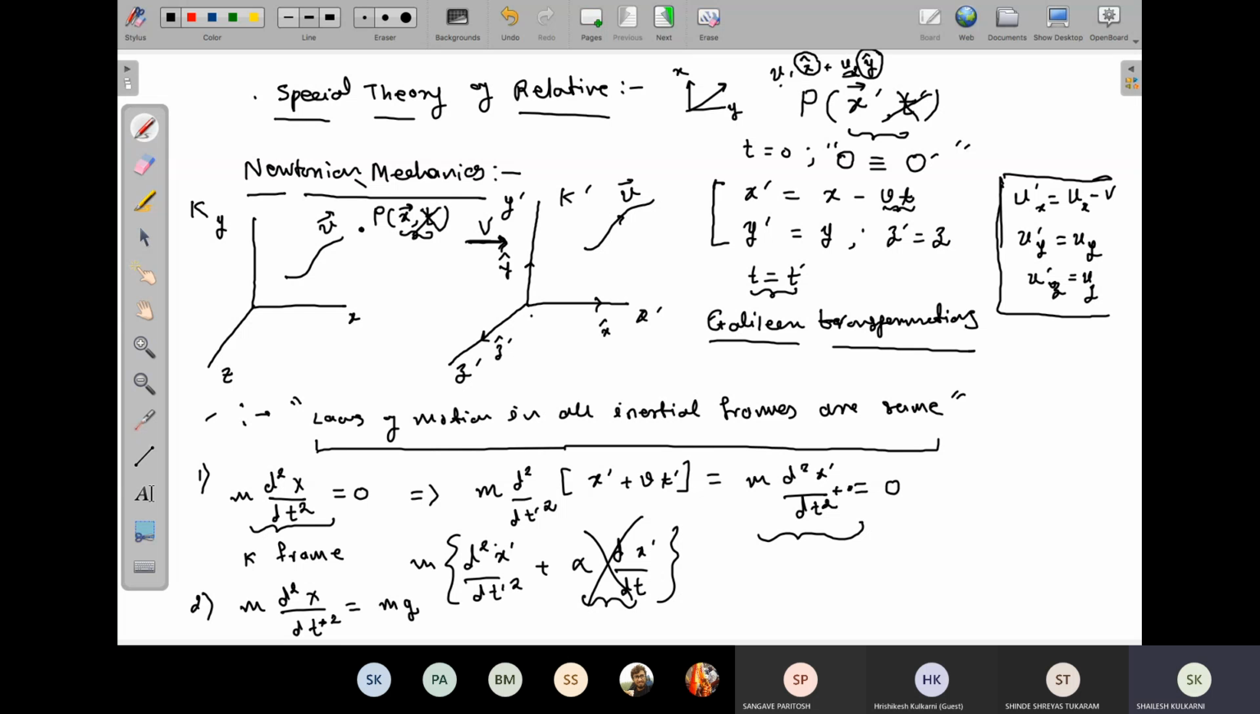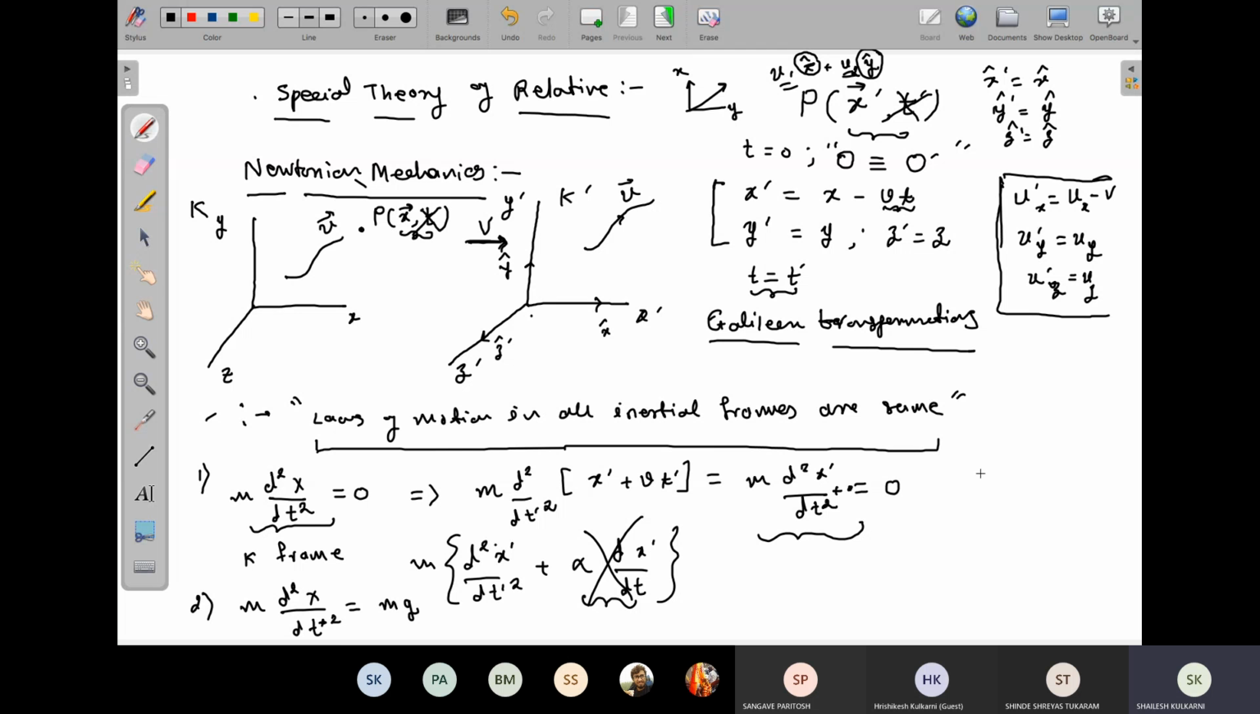The components may change, obviously, but these unit vectors are not going to change. So what I mean is that x prime cap will still remain x cap, and y prime cap will still remain your y cap. Clear? Now you consider any vector and decompose that vector into this frame, then you apply these transformations.